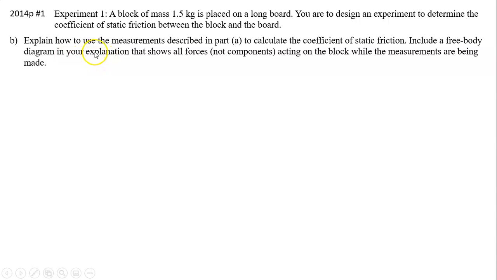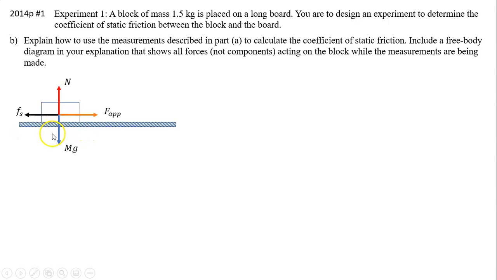Part B, explain how to use the measurement in Part A, the previous part, to calculate the coefficient of static friction. Include a free body diagram in your explanation that shows all the forces acting on the block while the measurements are being made. So in our experiment, these are the forces acting on the block. You pull it with a spring scale, and there is static friction force. There's gravity force and normal force.